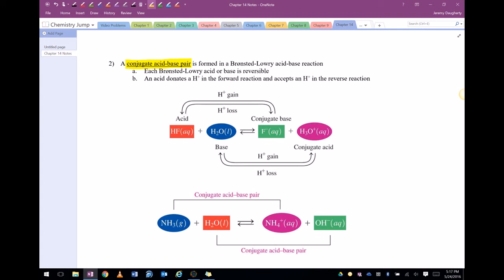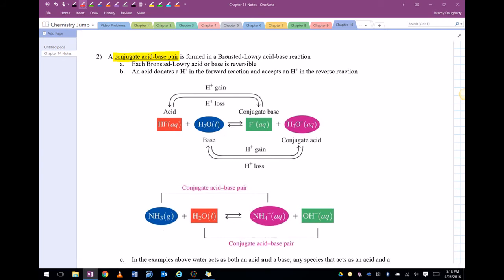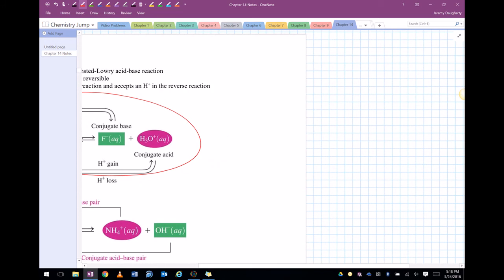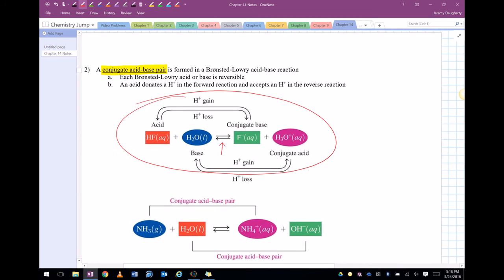So, a Bronsted-Lowry acid or base is reversible. And so what I want to do is take a look at this reaction. That's HF plus water, so hydrofluoric acid plus water. Notice that it goes both ways. So what I'm going to do is write that reaction two different ways.